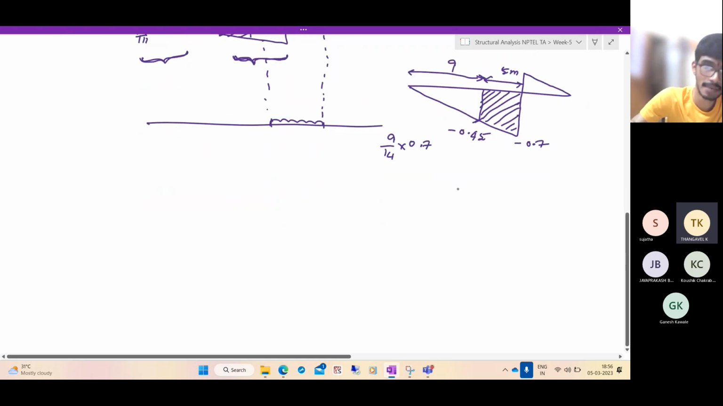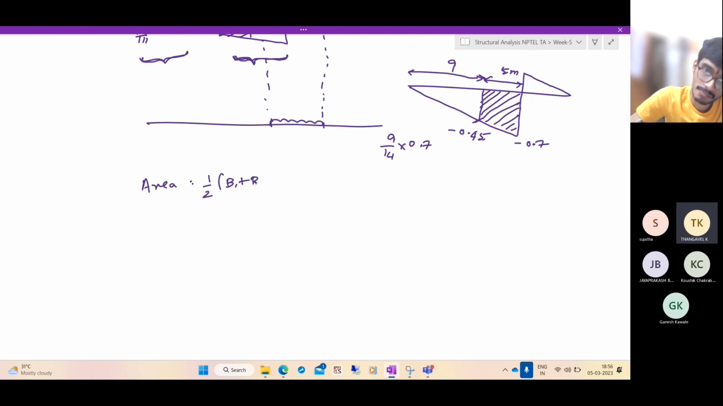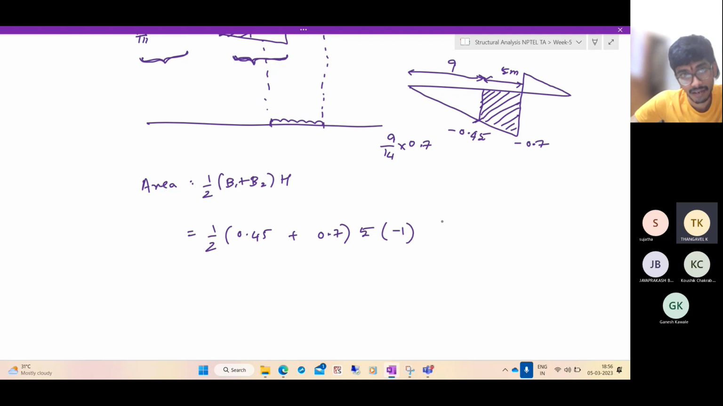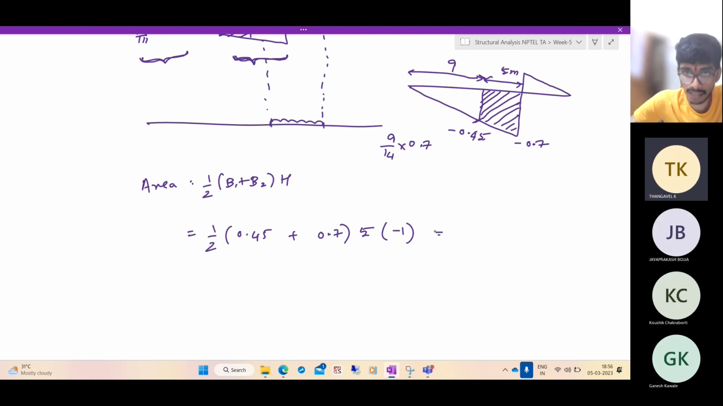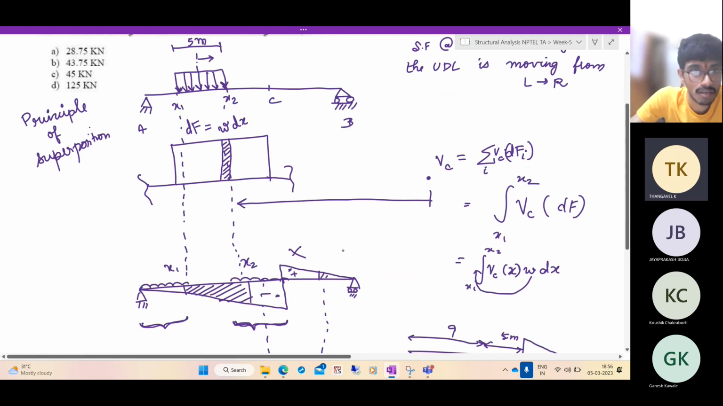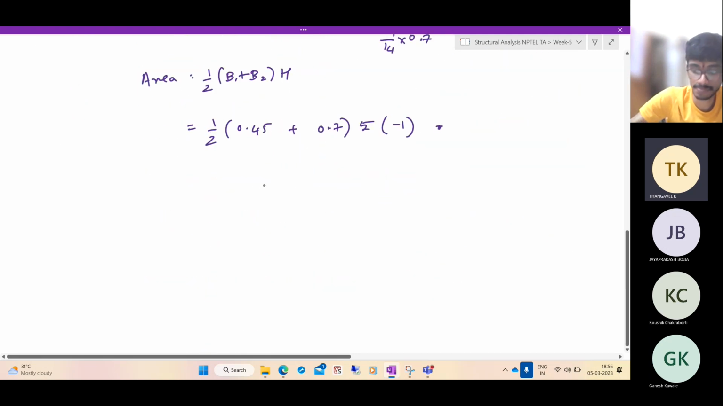Now let us find out the area under the curve. It's a trapezium. The area of a trapezium is half into b1 plus b2 into height. So here base 1 is 0.45 plus 0.7, into height, which is 5, and there's a minus 1. This area is for a unit load, but what is the actual load? It is multiplied by W. And how much is the given W? 10 kilonewtons per meter into 10.